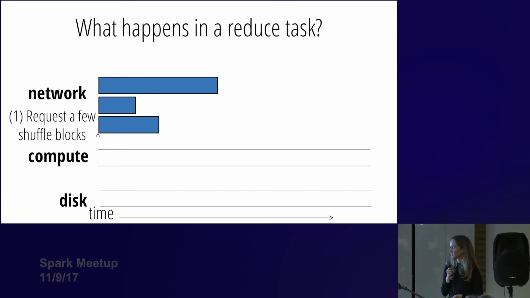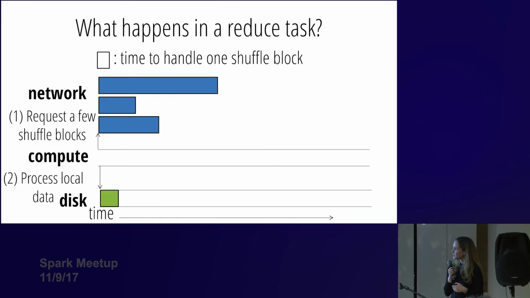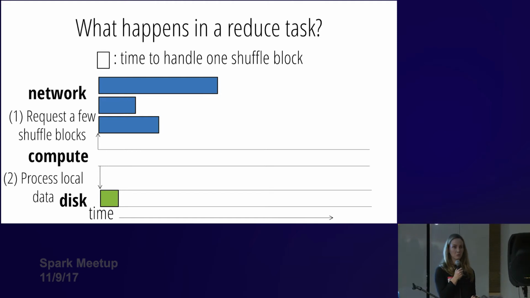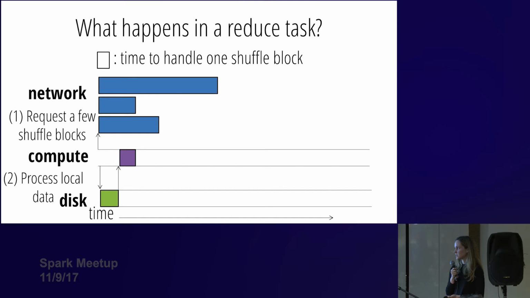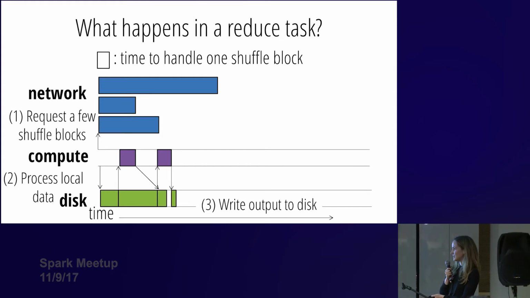So the first thing that the task will do in Spark is request a bunch of shuffle blocks. This is data that's on a bunch of remote machines. Each one of these blocks is the time to handle one of those shuffle blocks. Then at the same time, the task will read some data locally from the local disk on the machine, because the data is spread across the cluster, so some is remote and some is local. When those reads finish, the task will start processing that local data, and it'll keep doing this as it gets more local data. And then as it generates output data, it'll write that output back to disk.